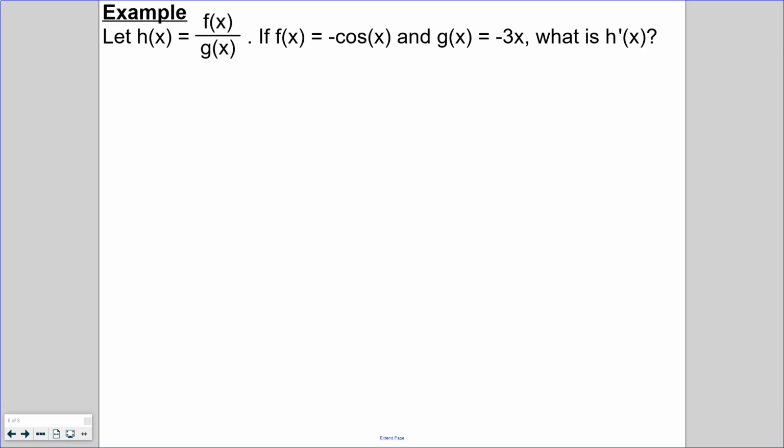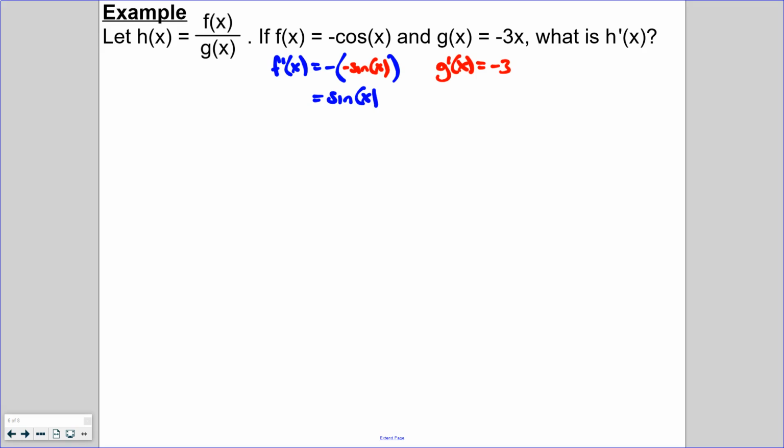Well, since we are using the quotient rule here, we are eventually going to have to find the derivative of f of x and g of x, so why not go ahead and do that right now. So the derivative of negative cosine, well, let's see, that negative can stay in the front, but the derivative of cosine is going to be negative sine of x. Well, negative times negative will be positive, so that means our derivative will be a positive sine of x. And then the derivative of g of x, or the derivative of negative 3x, will just be negative 3.